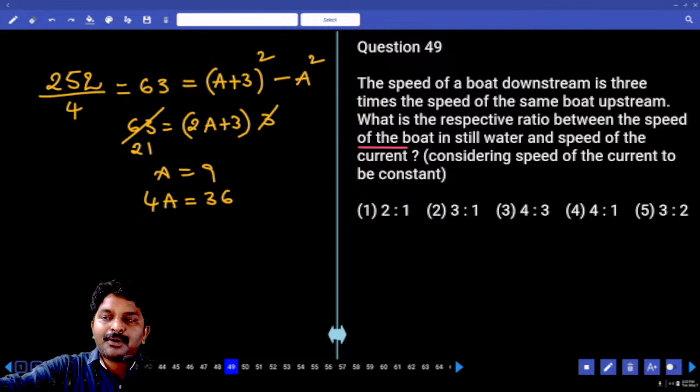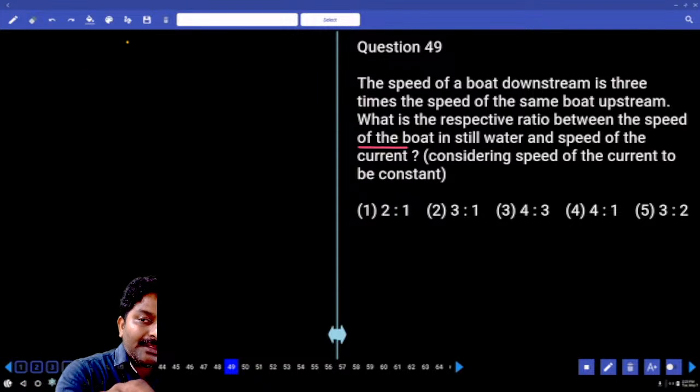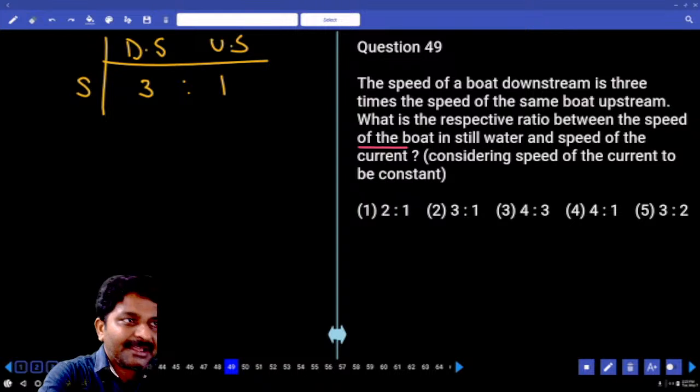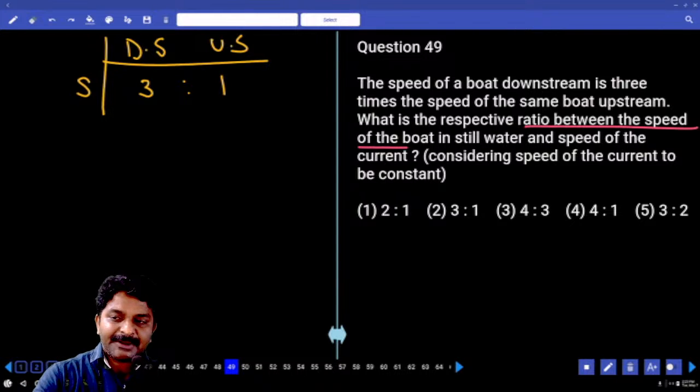The speed of the boat downstream is 3 times the speed of the same boat upstream. Which comparison is that? Speed comparison. Downstream is how many times? 3 times that of upstream. What is the respective ratio between the speed of the boat in still water and the speed of the current?